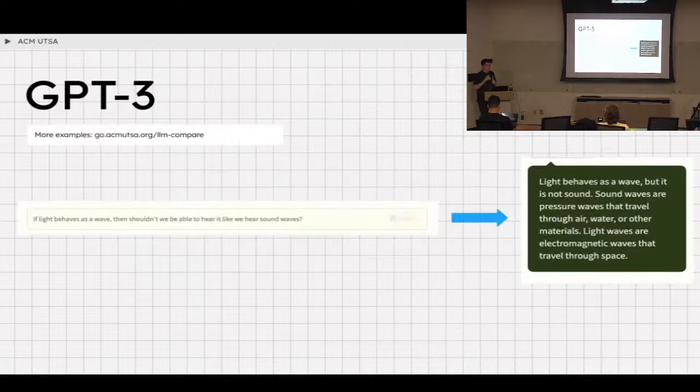But GPT-3 is much better at answering questions. So we have this: if light behaves as a wave, then shouldn't we be able to hear it like sound waves? And it has a much more proper response that says the sound waves are pressure waves that travel through the air, light waves are electromagnetic waves that travel through space. A really good answer. It's cohesive. It is grammatically correct. It sounds like something that a person could have written.